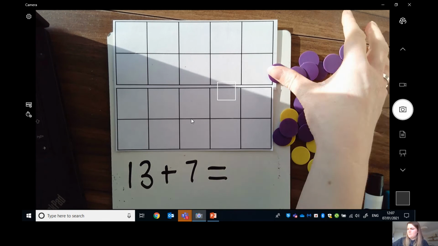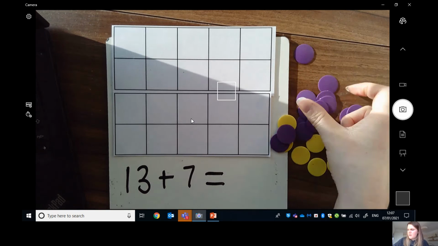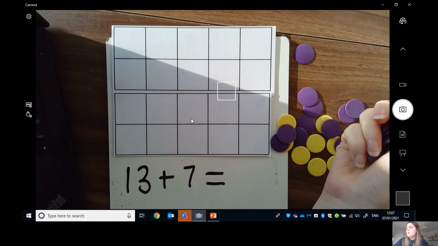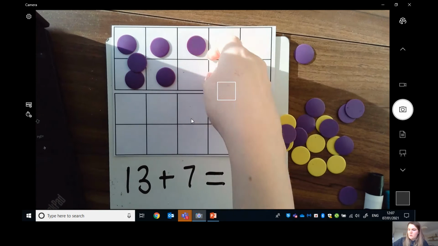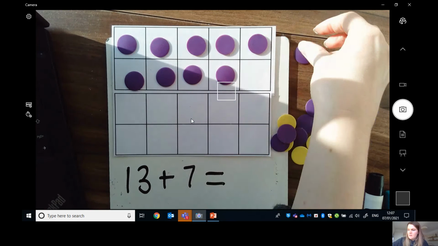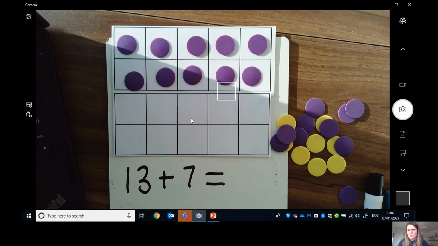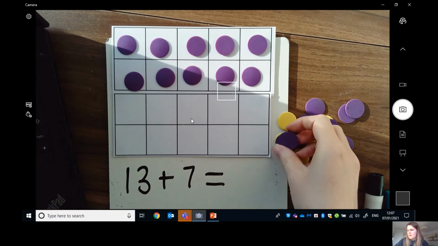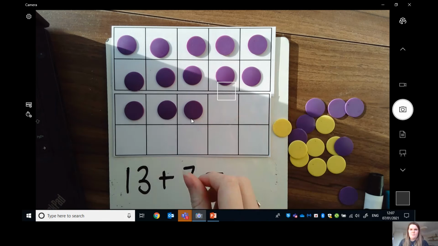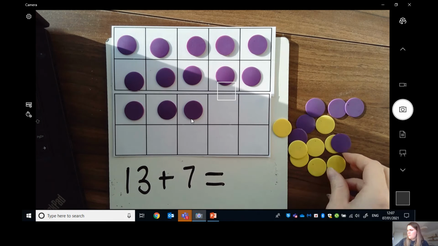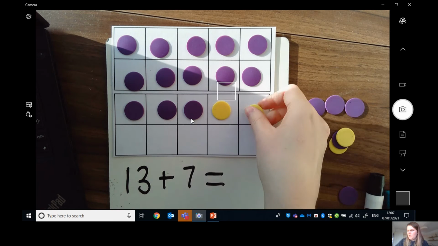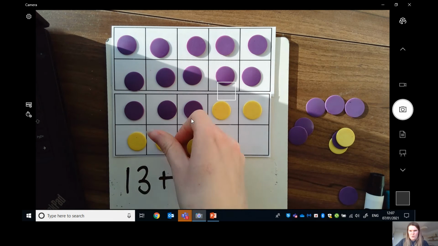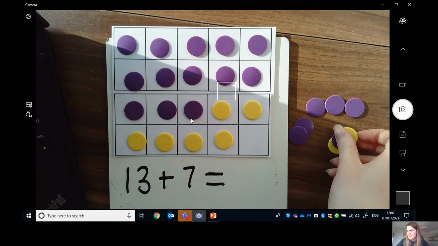Now I find 13. So I get my 10 first. Why do I get my 10 first? Because I don't have to count from 1. Here we go. Let's put it on neatly. I've got my 10. Now I find my 13. 11, 12, 13. The next thing I do is get my 7. Now I count out my 7. 1, 2, 3, 4, 5, 6, 7.